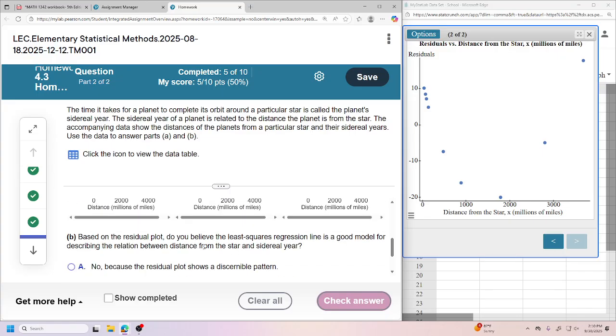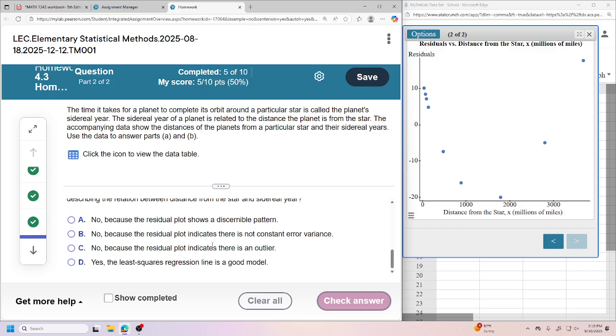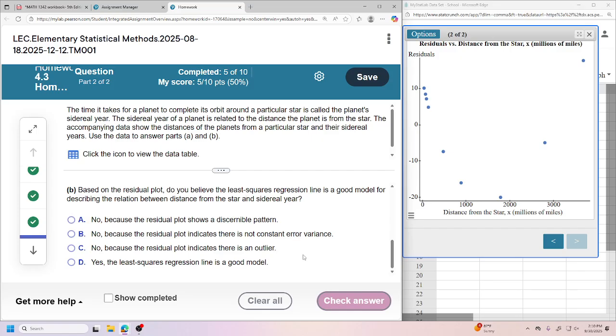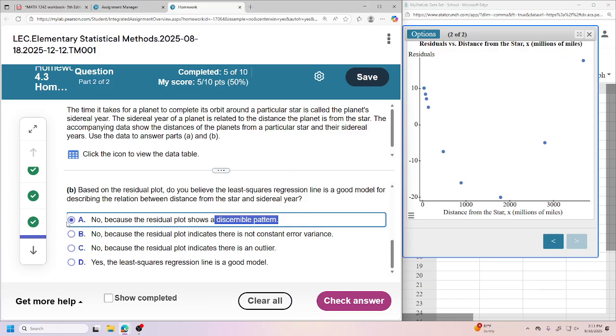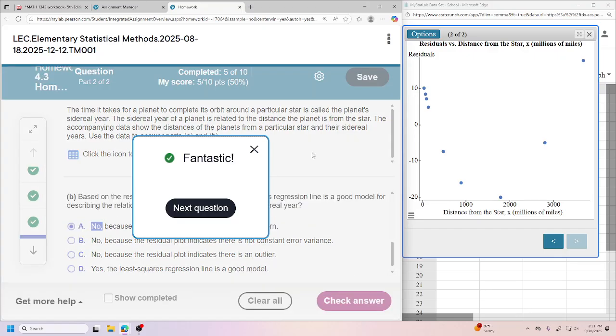Okay, anyways. So, hey, yes, pattern, no linear. Which one makes the most sense there? It says, is it linear? Blah blah. Yes, pattern, no linear. Which one? A. See, it says yes, pattern, no linear. There it is.